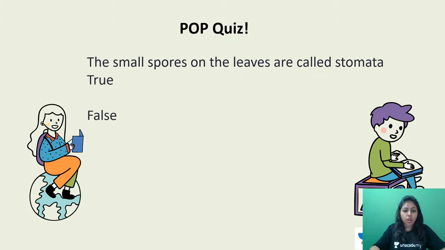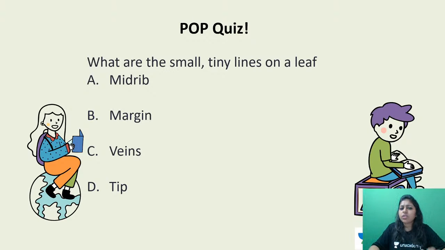Now the small pores on the leaves, what do we call them? Stomata. Is it true or false? Tell me. Right you are. It is a true statement. Now tell me, what are the small tiny lines on the leaf? Midrib, margin, veins or tip? What do we call it? Very right. We call them veins.